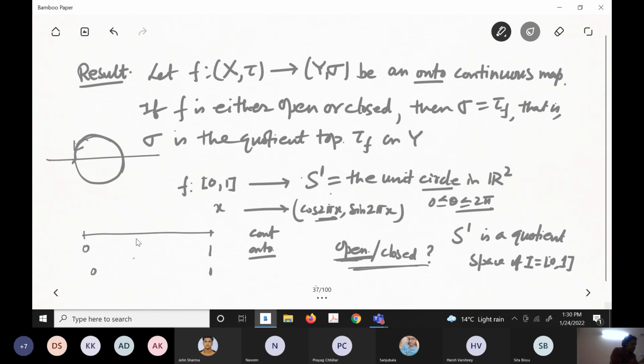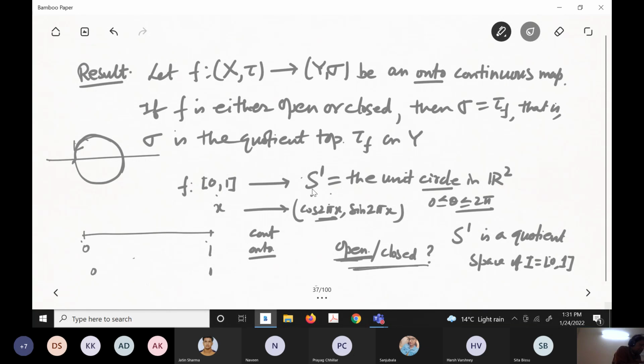Now what I am doing: you can see that string, everything I'm leaving as it is except the two endpoints. I'm attaching them. That means the two endpoints, 0 and 1, I'm identifying as the same. Nothing else I'm doing. That is the difference between this and this.